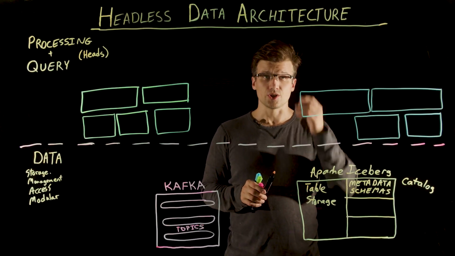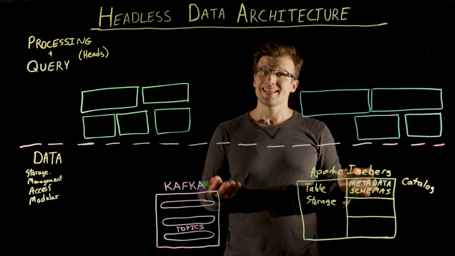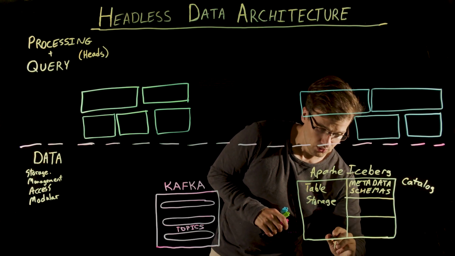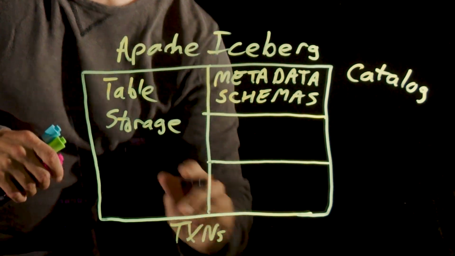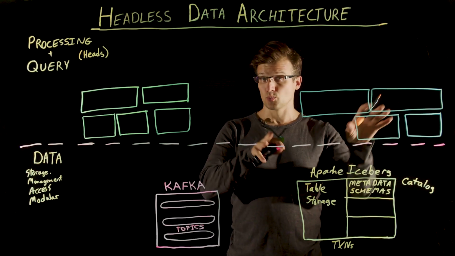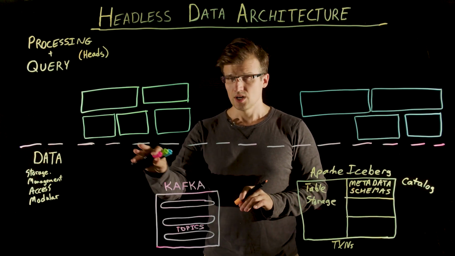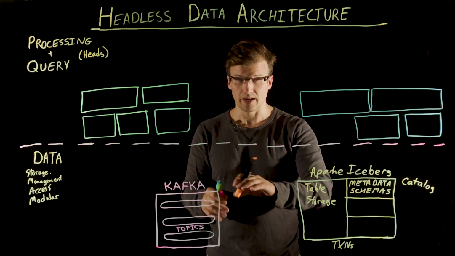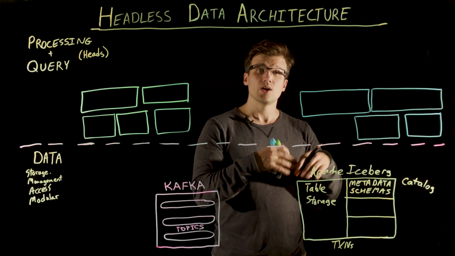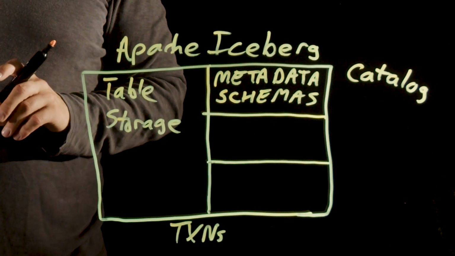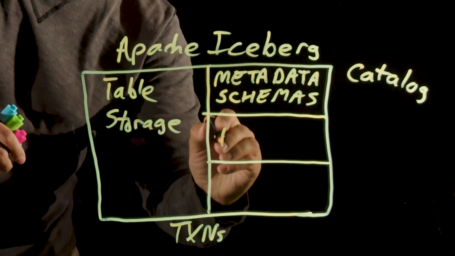A third feature of Iceberg is transactions. And so Iceberg supports transactions such that multiple heads can both read and write to the data at the same time. A little like Kafka, where you can write to a topic and many different consumers can read from it without affecting each other. Fourth is time travel, and this one's pretty neat.